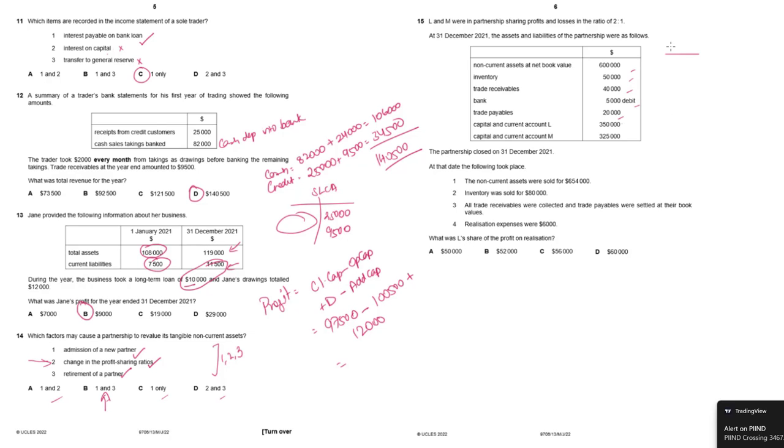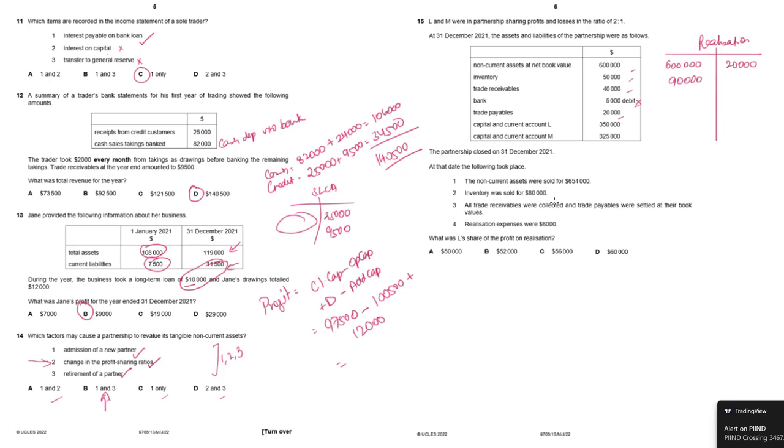Let's quickly prepare a realization account. So first, closing all the assets on the debit side, 600,000 non-current assets. I'll take the total of all the current assets. Obviously, we will not close bank. Bank is never transferred in the realization account. This is the realization account. Total of inventory and trade receivables, 90,000. On the credit side, I will close down trade payables, 20,000.